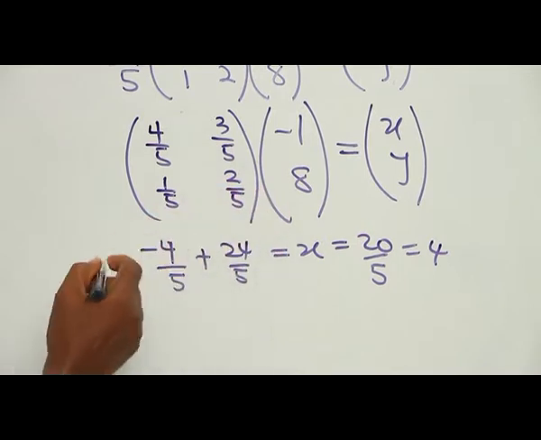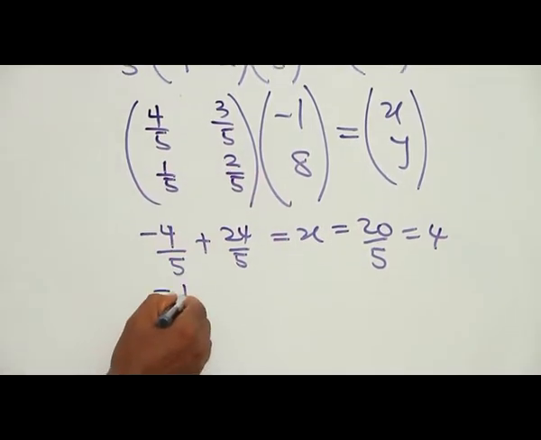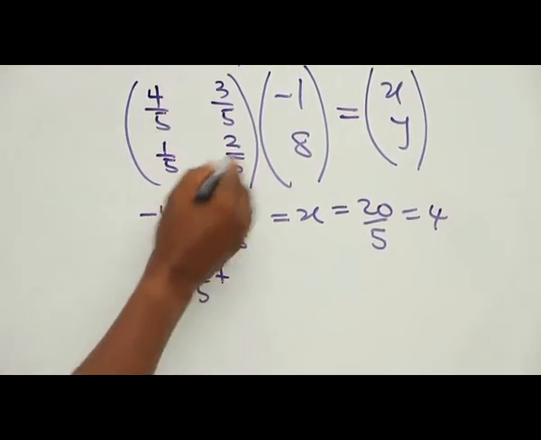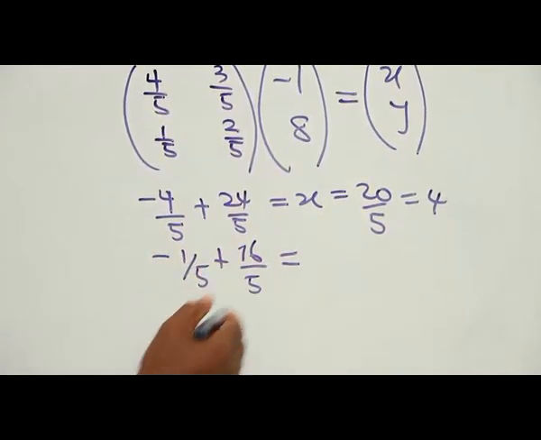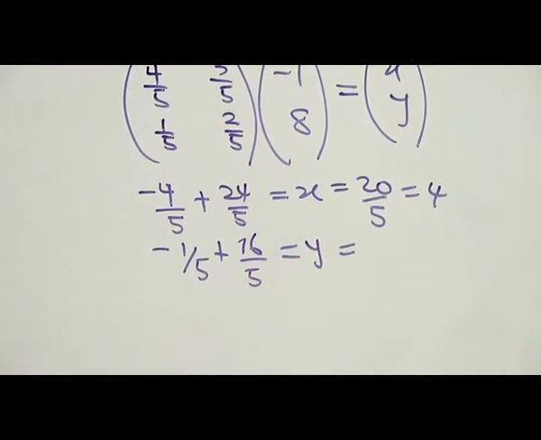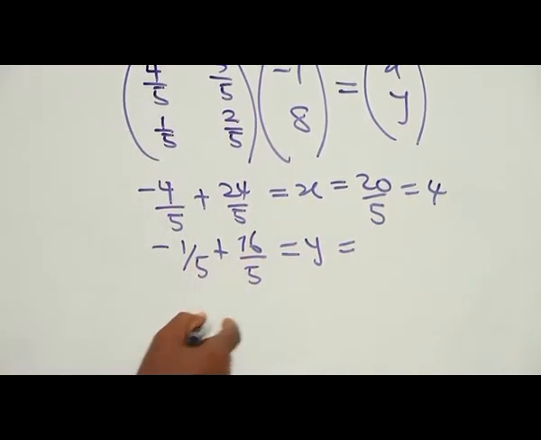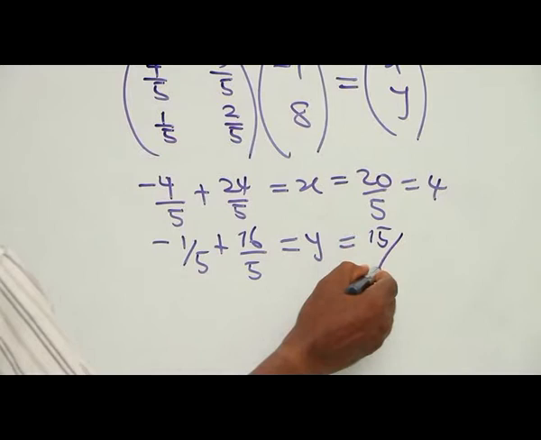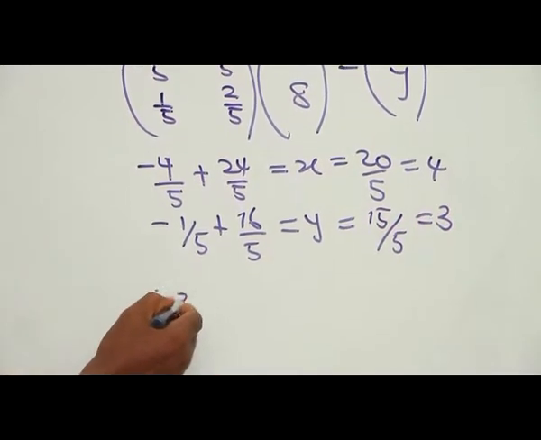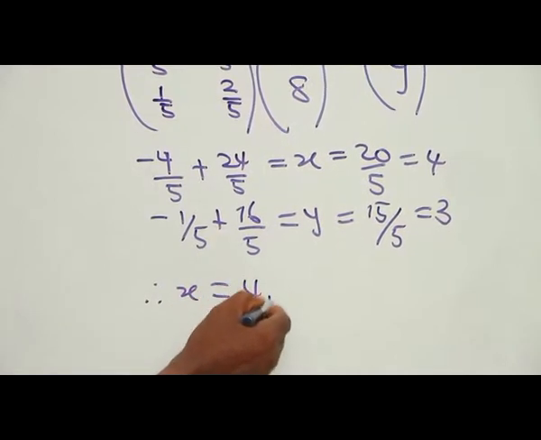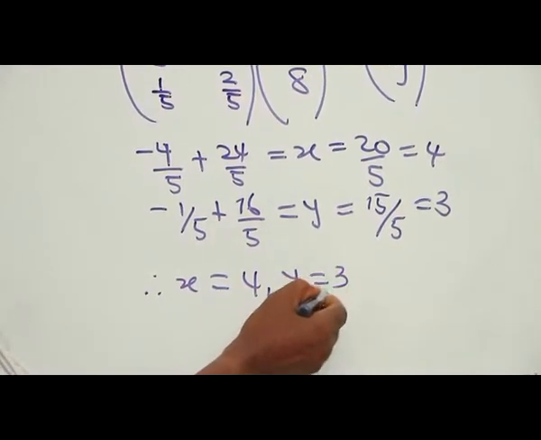For the second row, minus 1 over 5 plus 2 times 8 is 16 all over 5 is equal to your Y. That means your Y will be equal to, simplifying this one, 15 all over 5, and the result is equal to 3. Therefore, your S is equal to 4 and your Y is equal to 3.